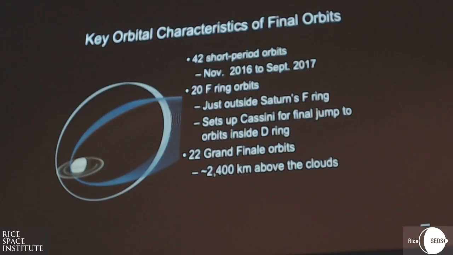then we can jump inside the rings. And jumping inside the rings would ensure that we could put it on an orbit and a trajectory that would then ditch the spacecraft. And so that's a total of 42 orbits, 22 inside below the rings, just above the atmosphere, and those outside the F-ring. So, how did we figure out these orbits?